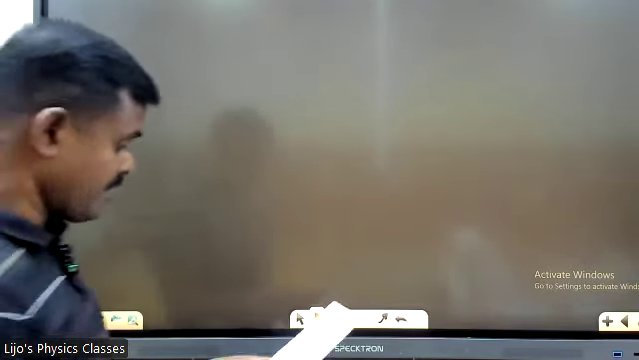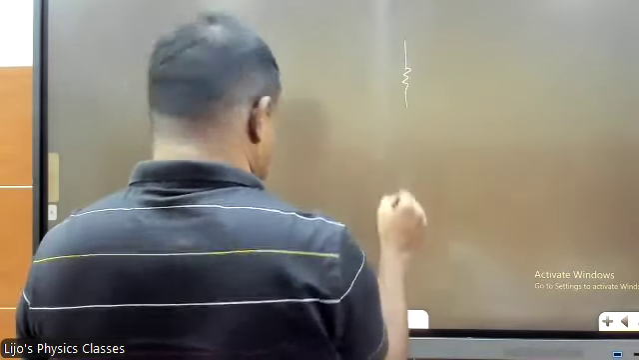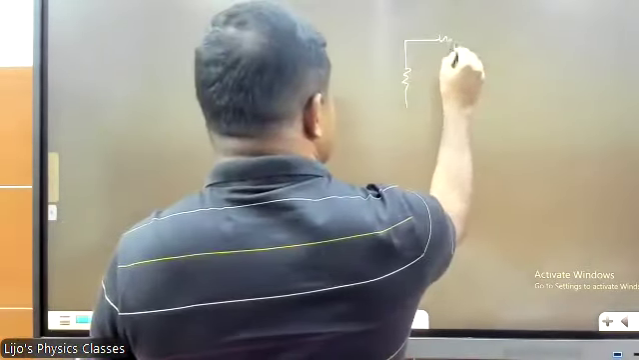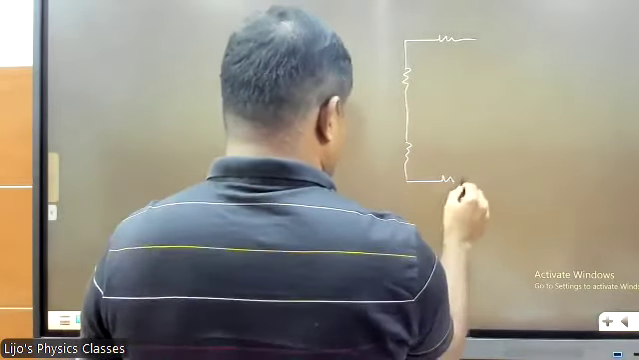Let's do question number C7. Can you draw that figure? C7. We have a resistor here. We have another resistor here. Then another one here. Another one here.